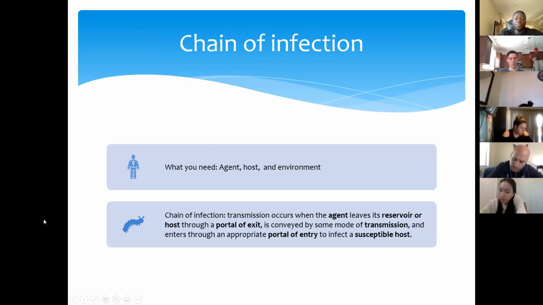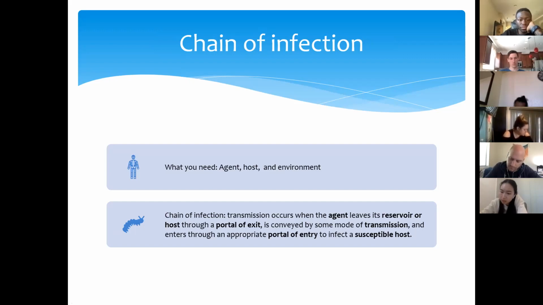So the chain of infection. What is needed for an infection to occur is an agent, so that's the microorganism. A host, so that's who or what becomes infected. And then the proper environment that that microorganism needs to live. So that would be an aerobic environment if the microorganism thrives in oxygen, or anaerobic. So the chain of infection, and we'll go through each of these parts of the chain as we go through the lecture.